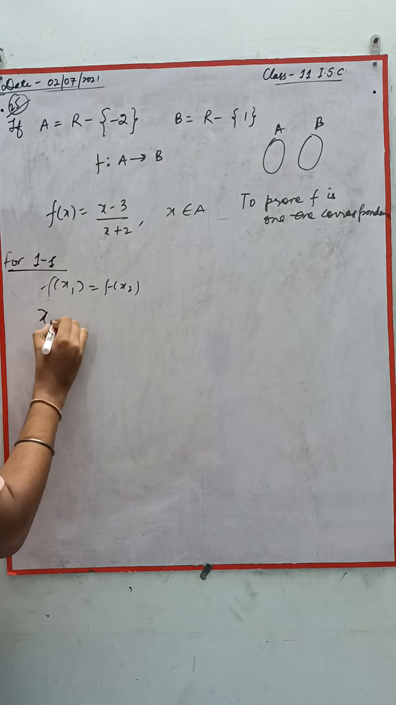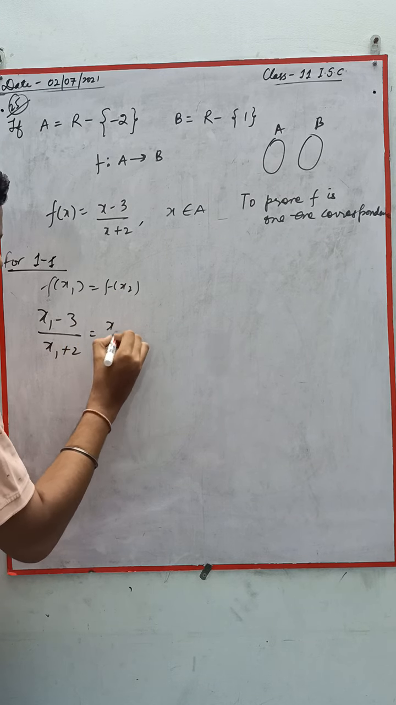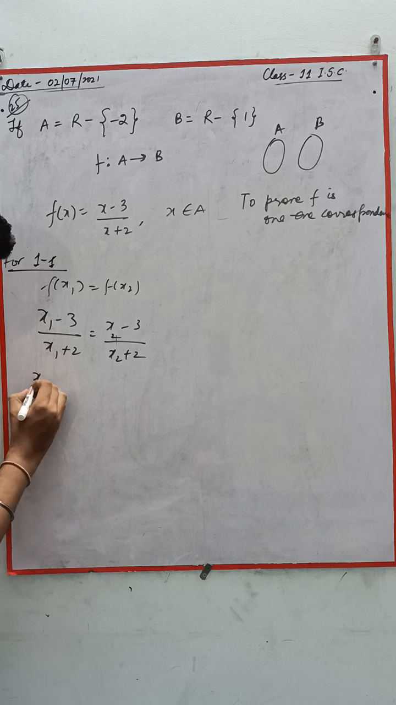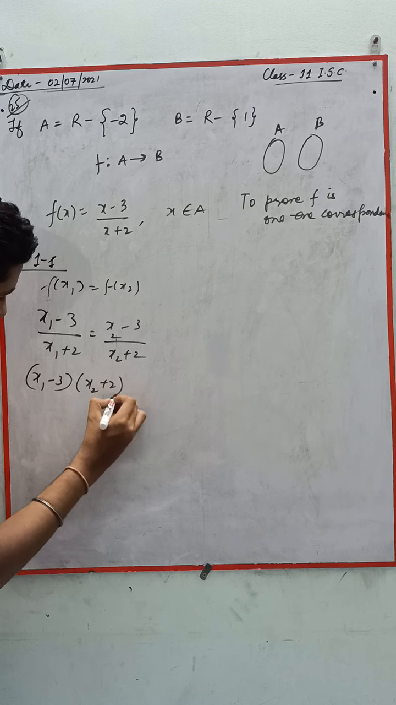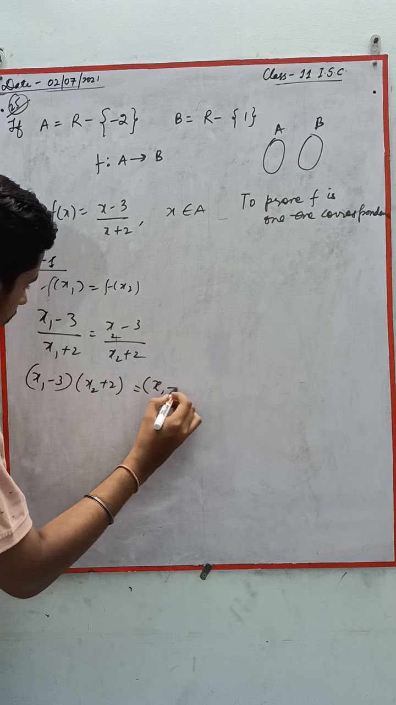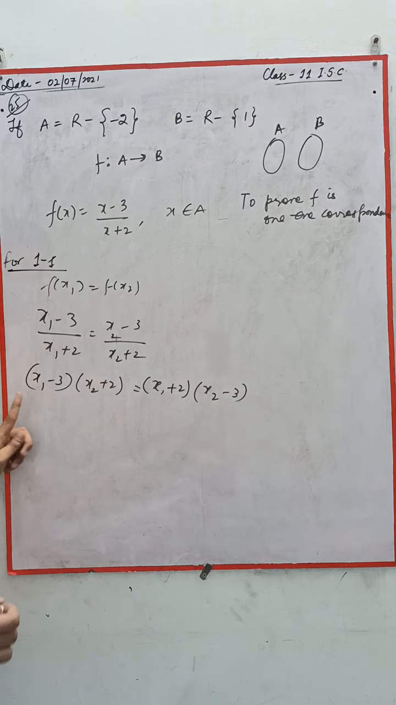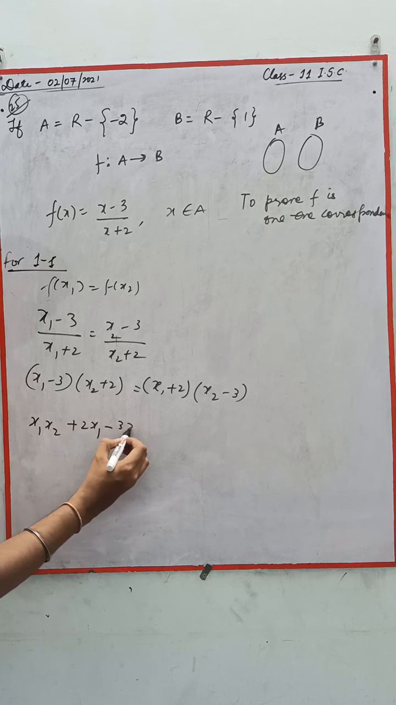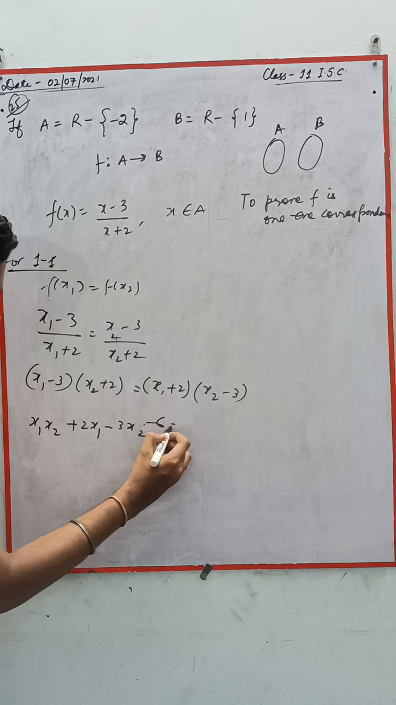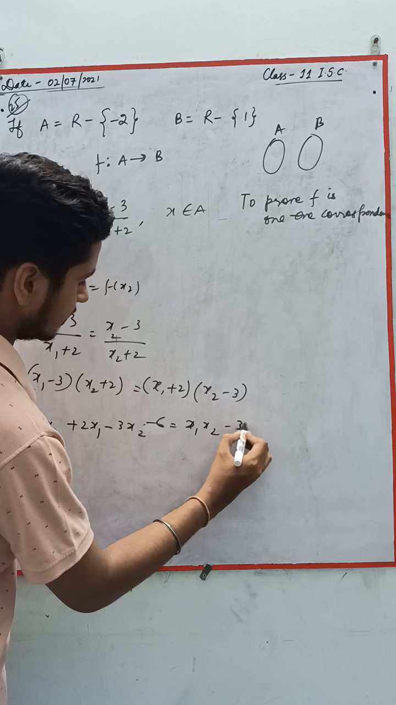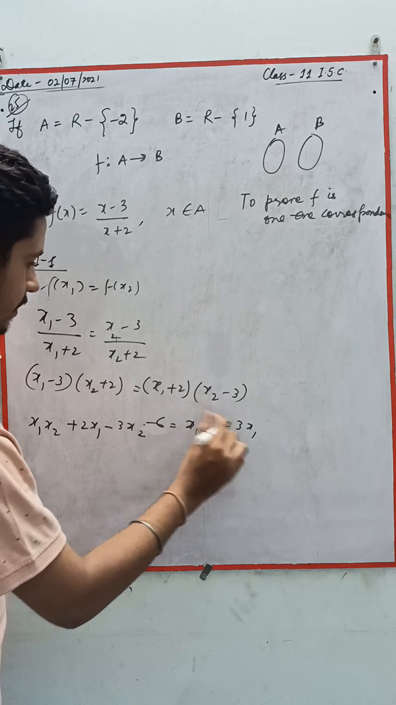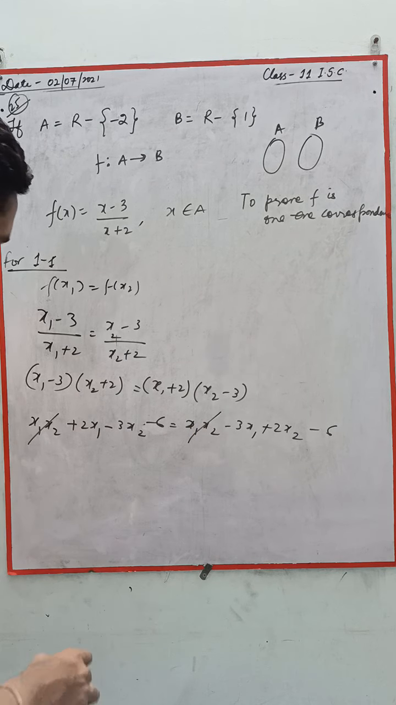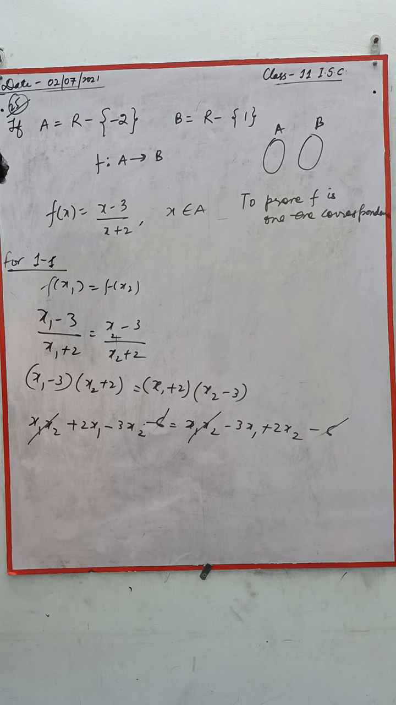So let's equate (x1 minus 3) upon (x1 plus 2) with (x2 minus 3) upon (x2 plus 2). Cross-multiplying, you get (x2 plus 2) and (x1 minus 3) on one side, and (x1 plus 2) and (x2 minus 3) on the other. Now just multiply them. So x1x2 plus 2x1 minus 3x2 minus 6 equals x1x2 minus 3x1 plus 2x2 minus 6. You can see x1x2 cancelled, minus 6 and minus 6 also cancelled.